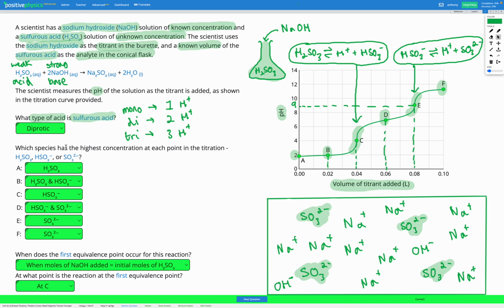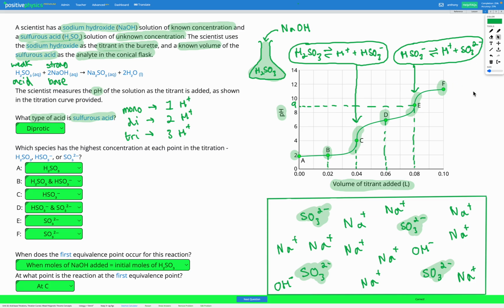So to figure out which species are present at each moment, I recommend drawing a diagram to help you keep track of what we have. Remember our first equivalence point, that's going to be when the number of moles of base added is equal to the initial number of moles of acid. Our second equivalence point, that's going to happen when we've had twice as much added. So we've had 2 times the amount of the original acid added in base.